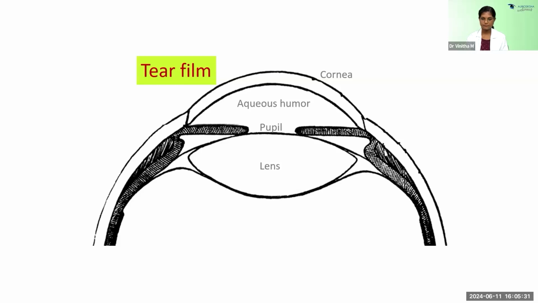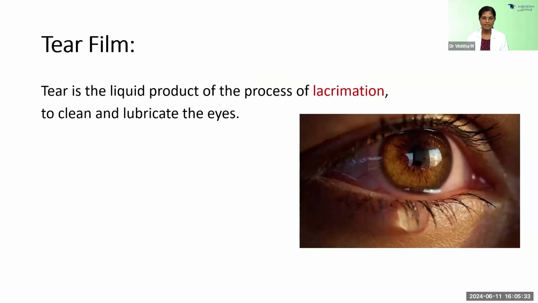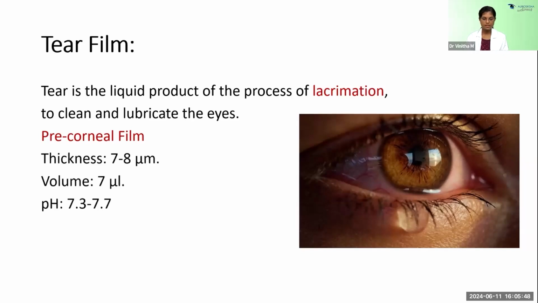Tear film. What is tear? Tear is a liquid product of the process known as lacrimation. It cleans and lubricates the eye. It is also known as precorneal film because it is present on the outer surface of the cornea. The thickness is 7 to 8 micrometer, volume is 7 microliter, and pH is 7.3 to 7.7, which is compatible to plasma pH. The refractive index is 1.357.